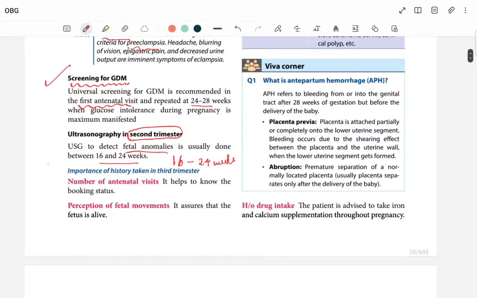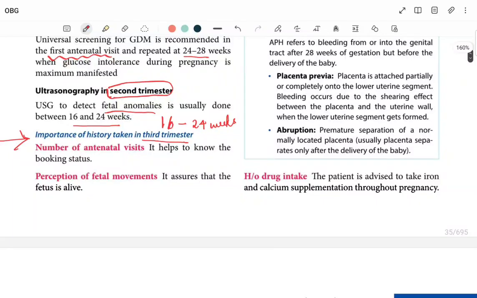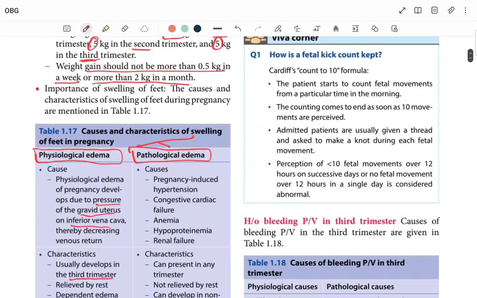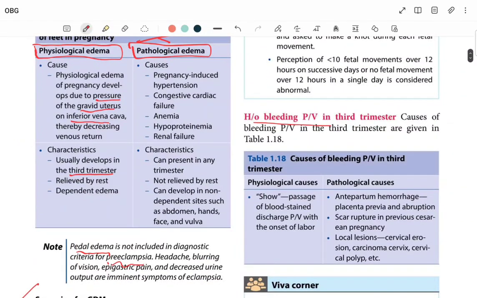Now let's move on to the importance of history taken in the third trimester. First you'll ask for the number of antenatal visits for the booking status, then perception of fetal movements just to assure that the fetus is alive. Now, history of bleeding per vaginum in the third trimester. Very important question. What are the causes of bleeding PV in the third trimester?